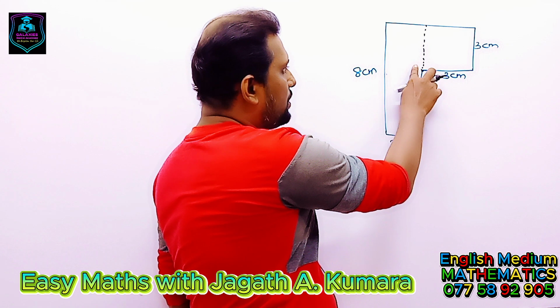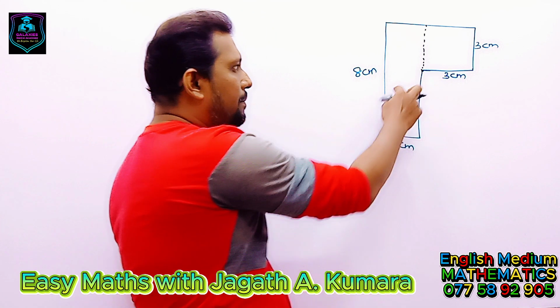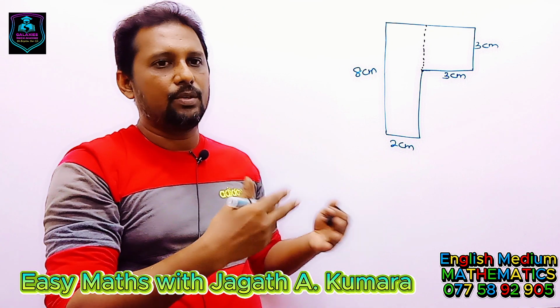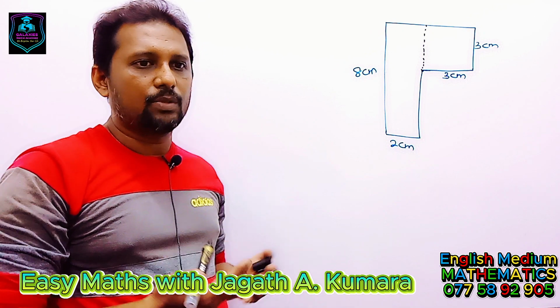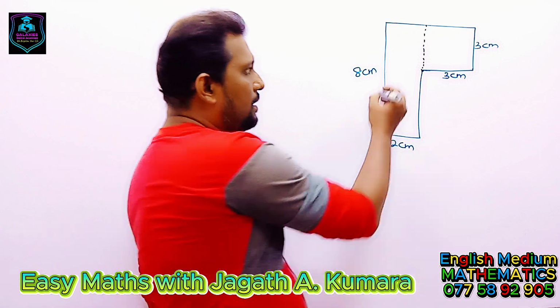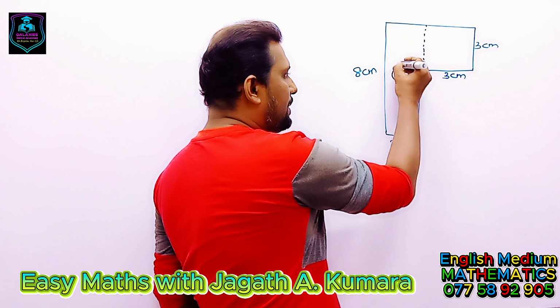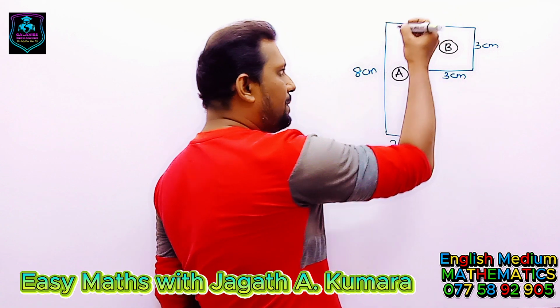Then also the separated parts I can name. If you want, you can name as 1, 2, 3. If you want, you can name as A, B, C, right? Like that, you can use a suitable method, right? I will mark this one as capital A and this part as capital B.